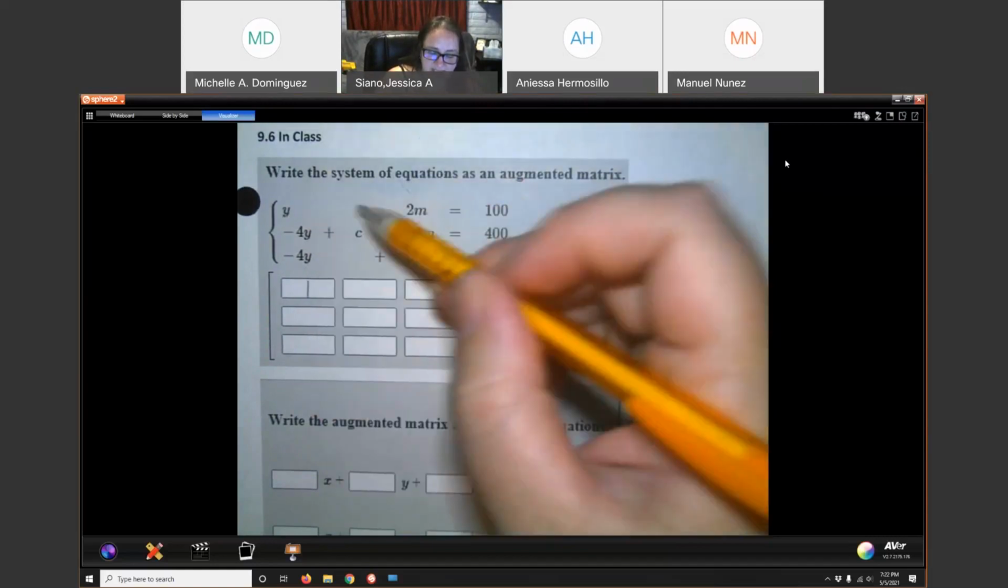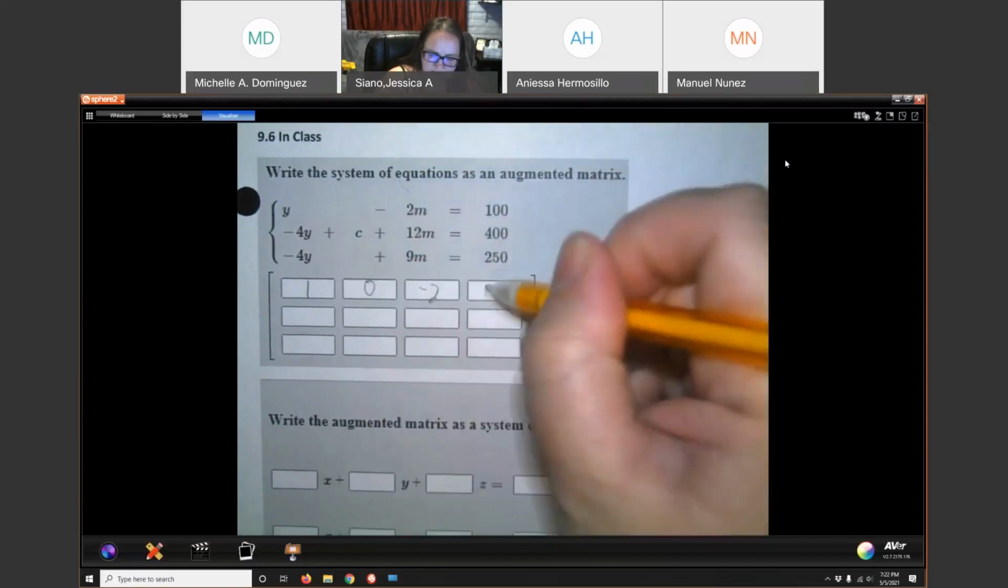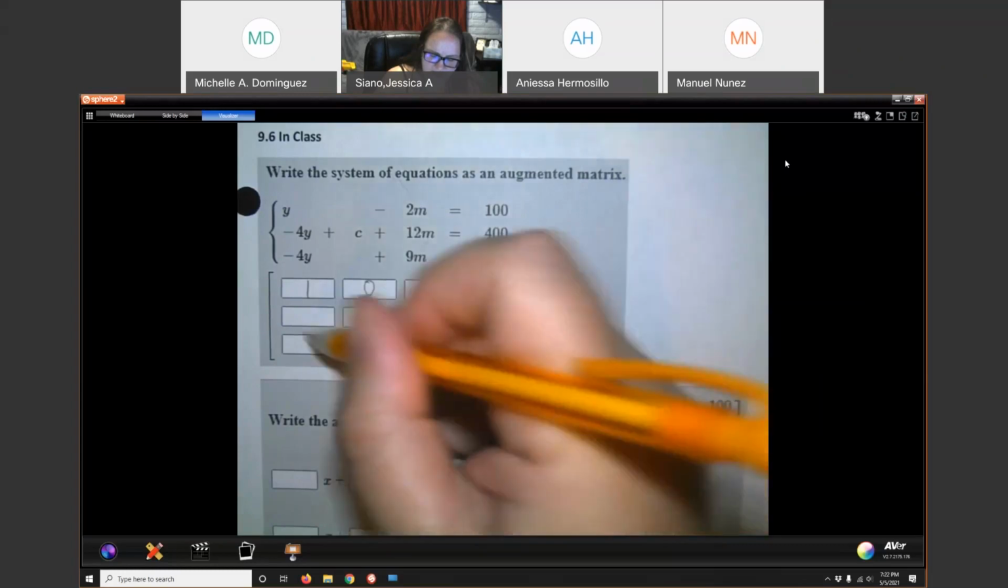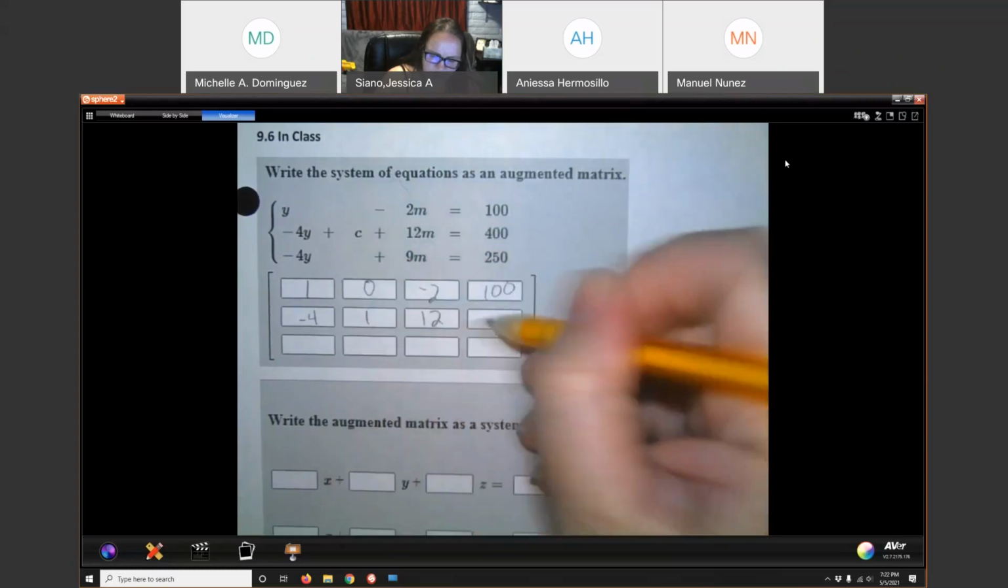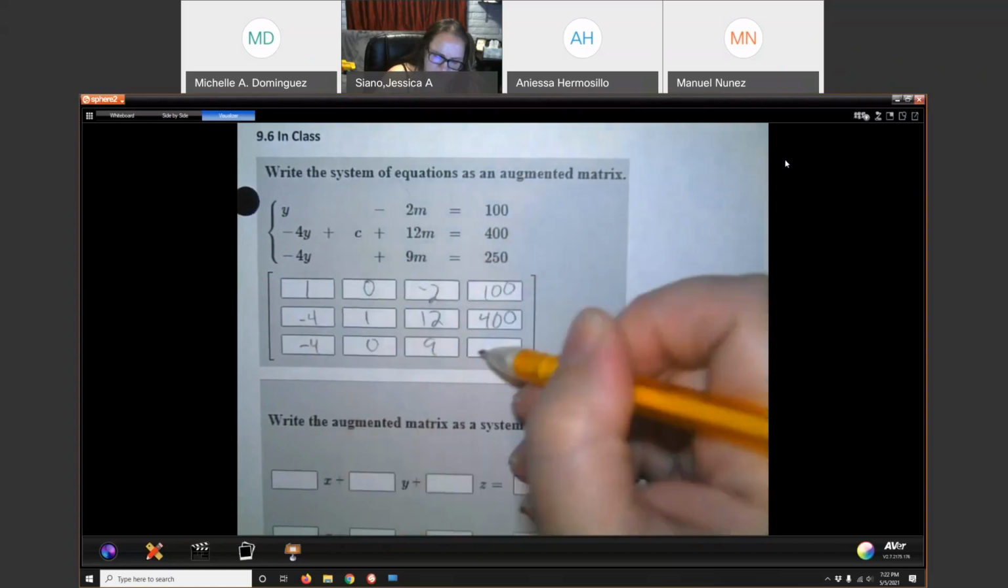There is no C here, so I would put a 0. And then -2, and then 100. Then my next line would be -4, 1, 12, 400. Then -4, 0, 9, 250.